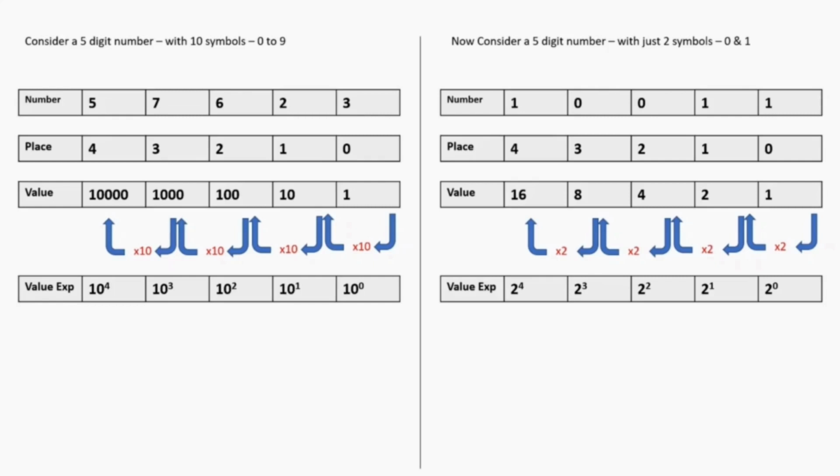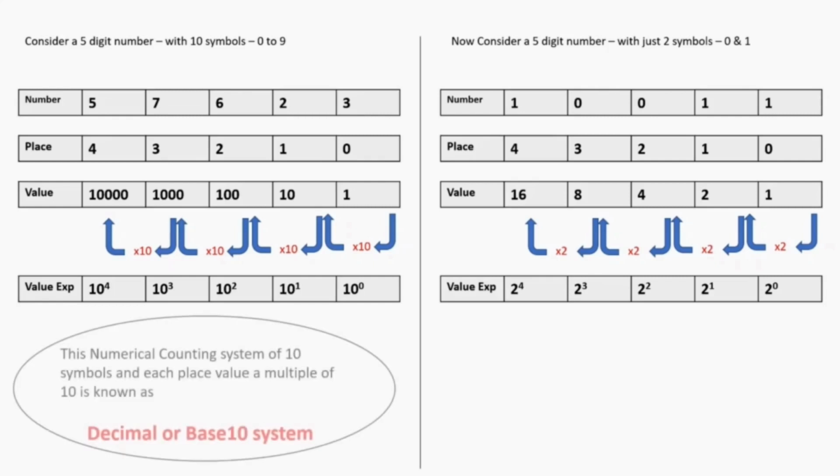So once we compare this and see this, let's see what we got. On the left hand side, this is a numerical counting system of 10 different symbols, and each place value is a multiple of 10. We multiply by 10 to get the next place value. This system is known as a decimal system. Deci means 10. Decimal system, or we also call it a base 10 system. The base we start with is 10. So it is a base 10 system.